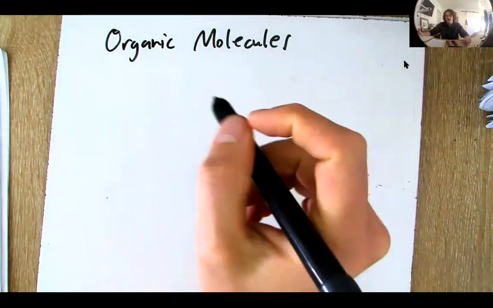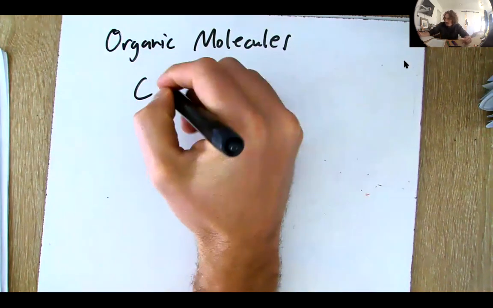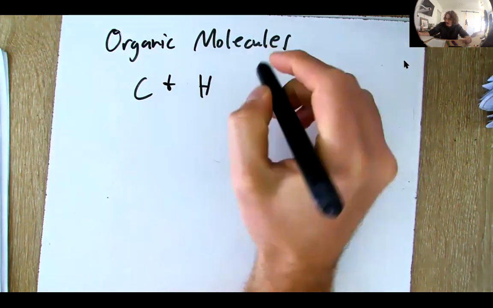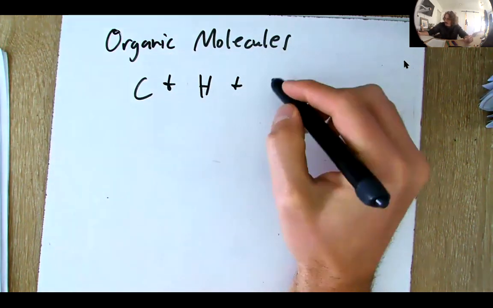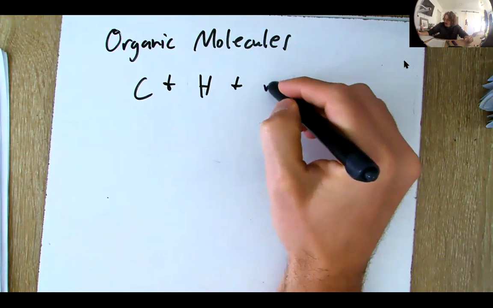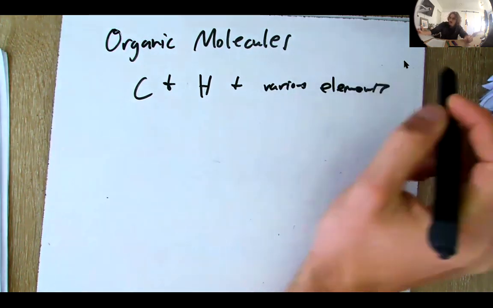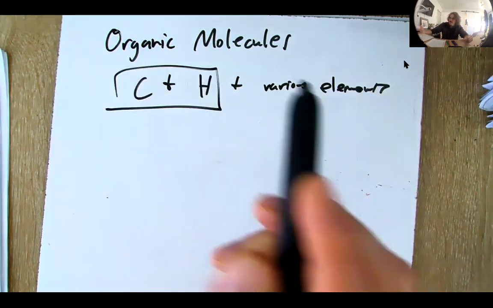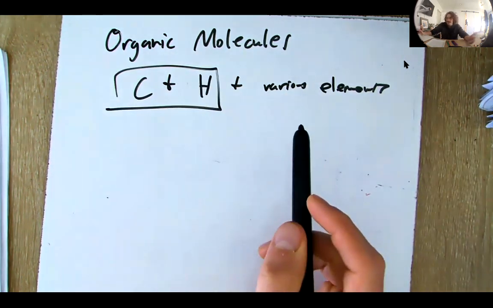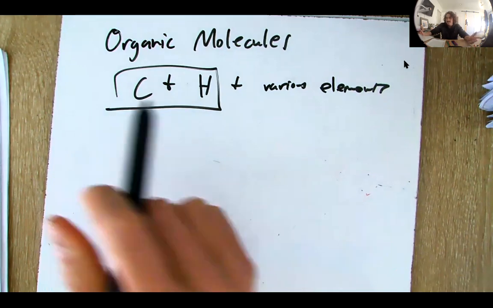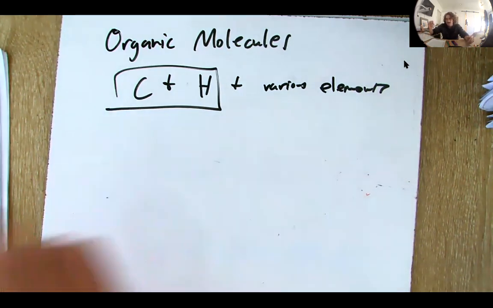Okay, so organic molecules are a special class of molecules that are the building blocks of life. So that's carbon and hydrogen and various other elements, but it's mostly carbon and hydrogen. And there's so much carbon and hydrogen that we started deleting the carbon and hydrogen and making it look like lines and sticks.